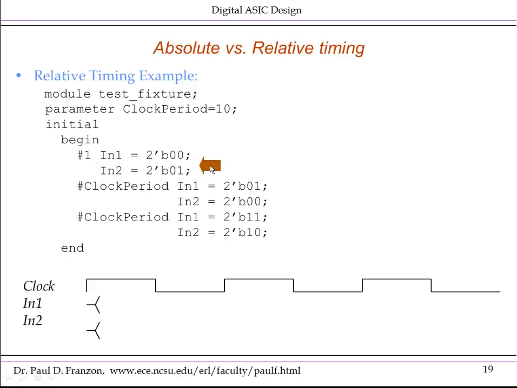So at time 1, in1 and in2 are just set to 0, 0, 0, 1. A clock period later, clock period is assigned to 10. So at time 11, 10 plus 1, in1 and in2 change to 0, 1 and 0, 0. And at clock time 21, clock period plus 1, 1, 1 and 1, 0 are assigned to in1 and in2. The code is just simply executed from top to bottom, thus these delays accumulate.